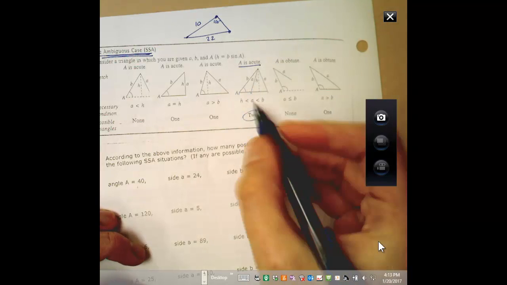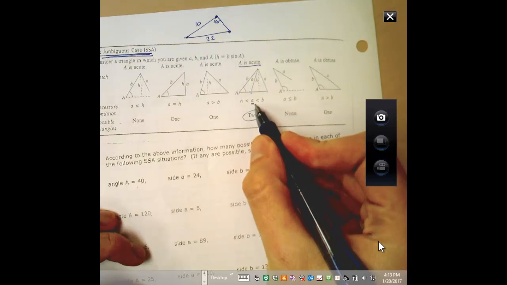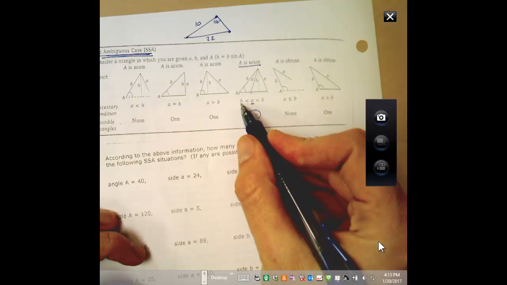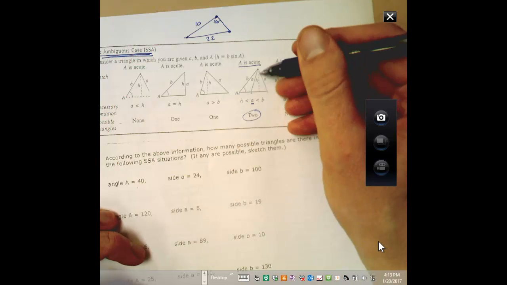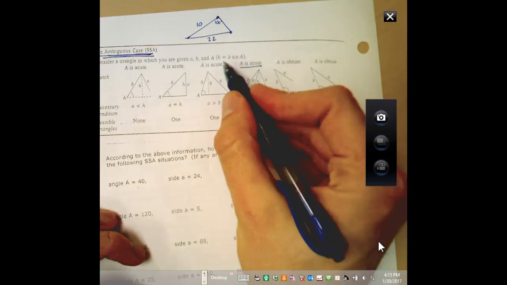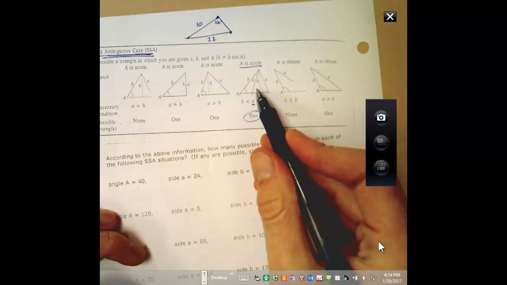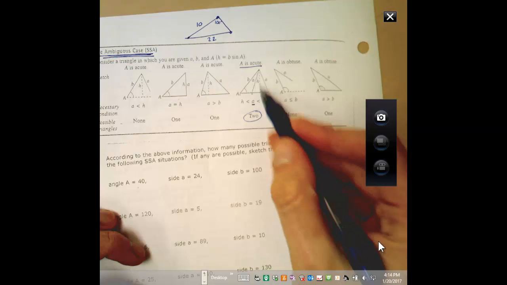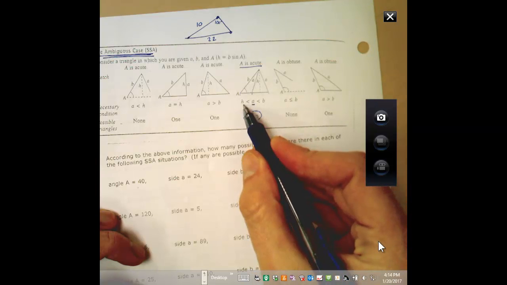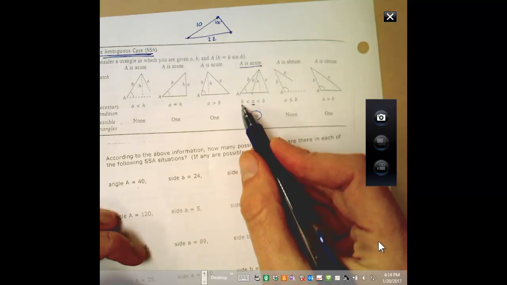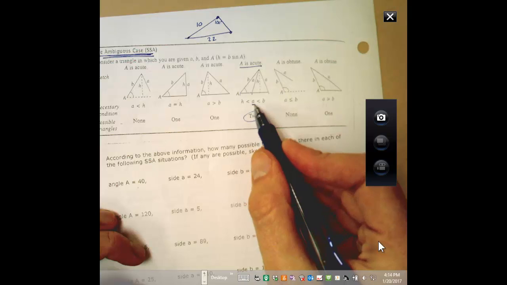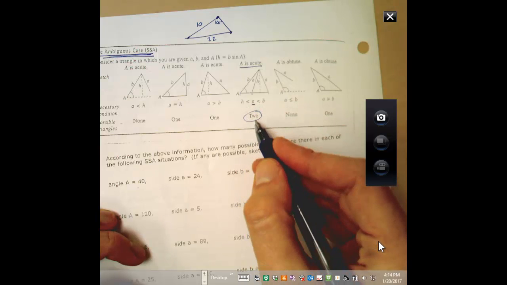Okay, but in order for that to happen, A has to be acute, and the side A has to be in between the values of B, which is greater than it, and H, which is the altitude right there, the height. And remember that we can get H by multiplying B times the sine of A, just because of SOHCAHTOA here, or the law of sines, however you want to think about it. H is just equal to B times the sine of A. So B times the sine of angle A has to be less than side A, which has to then be less than side B, in order for this to occur.